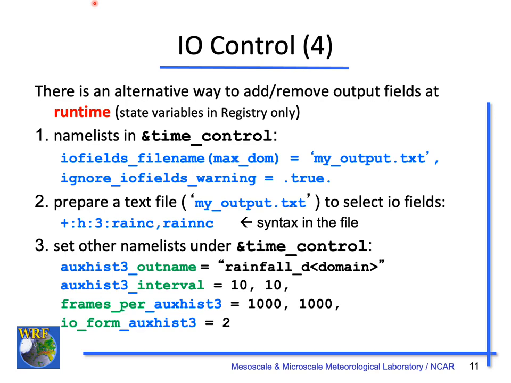Another useful note here is that if we are going to use any output streams, all 4 associated namelists, outName, interval, frames per, and I/O form, need to be set in the namelist file, though a generic file name does exist if outName is not set.